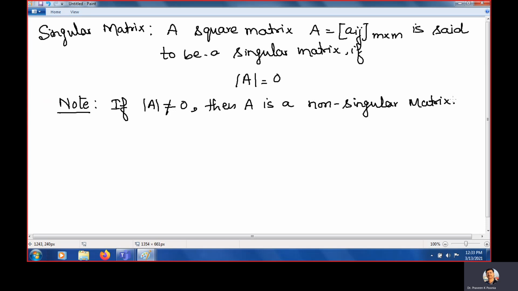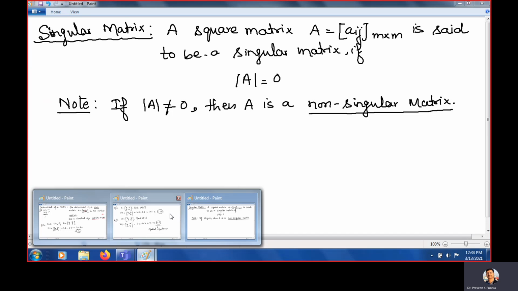This is clear. So there are two types of matrix you will study in matrices. One is the singular matrix, and another is the non-singular matrix. Non-singular means the determinant is non-zero, and 0 means singular.